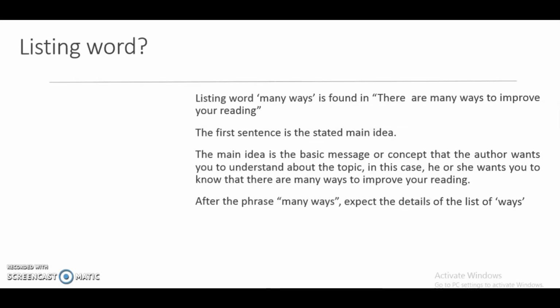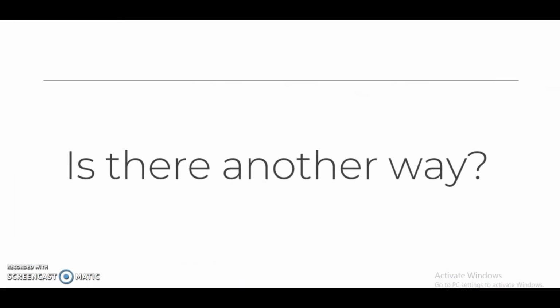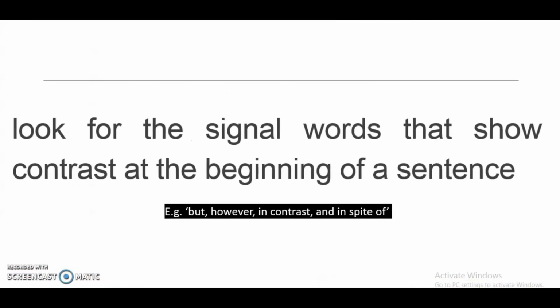Right now, you're probably wondering what other clue or strategy you can use to identify the main idea of a paragraph, because certainly, not all paragraphs contain listing words or phrases. Another strategy you can use to identify the main idea of a passage is by looking for the signal words that show contrast at the beginning of a sentence. For example, but, however, in contrast, and in spite of. Let's take a look at an example here.